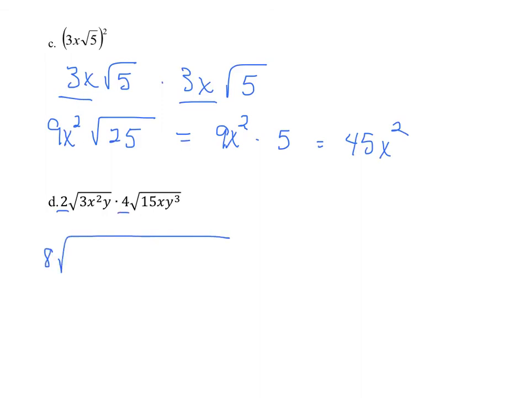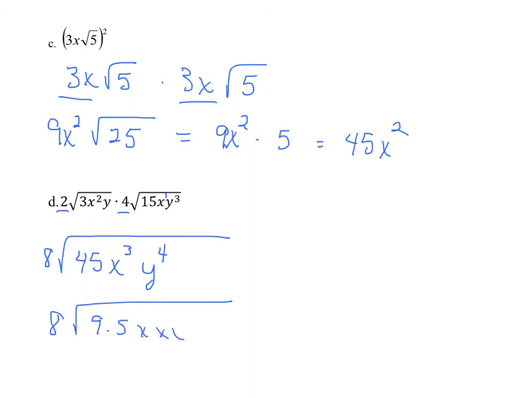3 times 15 is 45. X to the, oh, now we have to put our thinking caps on because we now have 3 X's, 4 Y's. Add your exponents. Now I'm like, whew, that's over with. No, not so fast, because we got to simplify. But don't panic. 45 is 9 times 5.